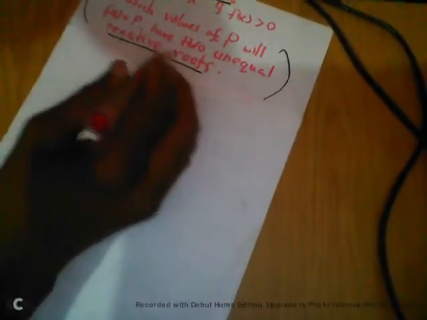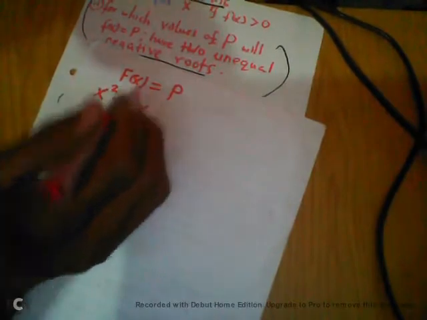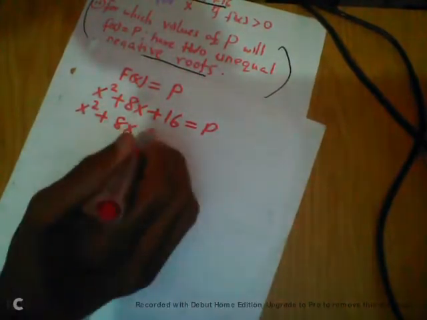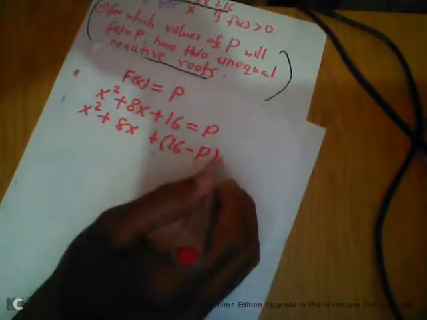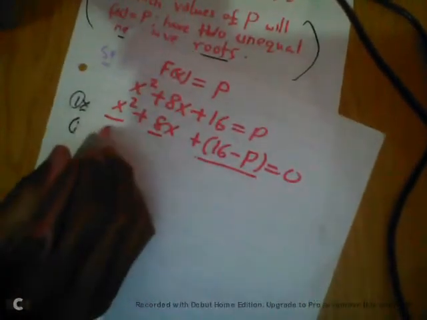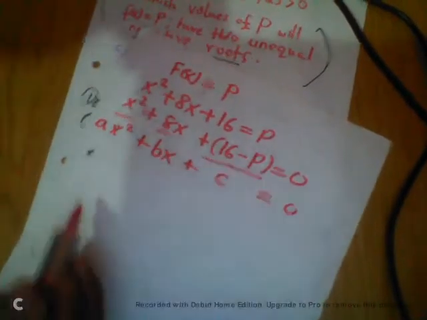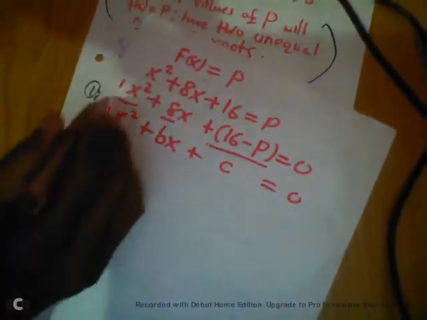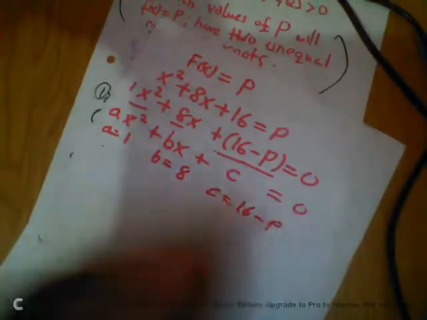Okay, f of x equal to p. But we know f of x is x squared plus 8x plus 16 equal to p. We want to write it in the standard equation of quadratic. So when it's positive and comes over, it's going to be negative. If I compare with a x squared plus bx plus c equal to 0, a equal to 1, b equal to positive 8, and c equal to 16 minus p.